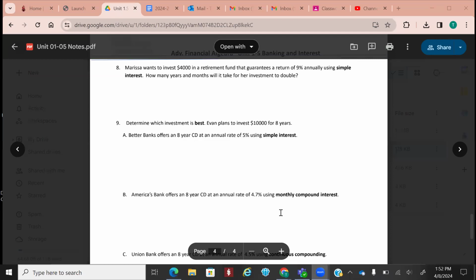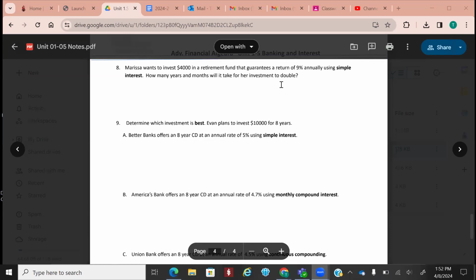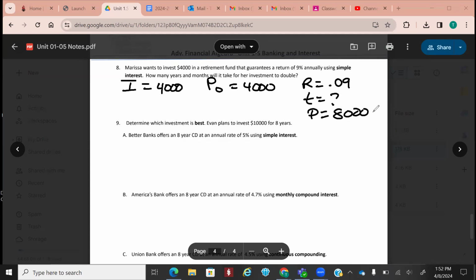All right, so Marissa wants to invest $4,000 into a retirement fund that guarantees a return of 9% annually using simple interest. So you've got to pay attention to which formula it's asking. Your initial is 4,000. And then your rate is going to be that 9%, so we're going to turn that into a decimal. I'm trying to find how long it's going to take her to double. And our final amount is going to be 8,000.